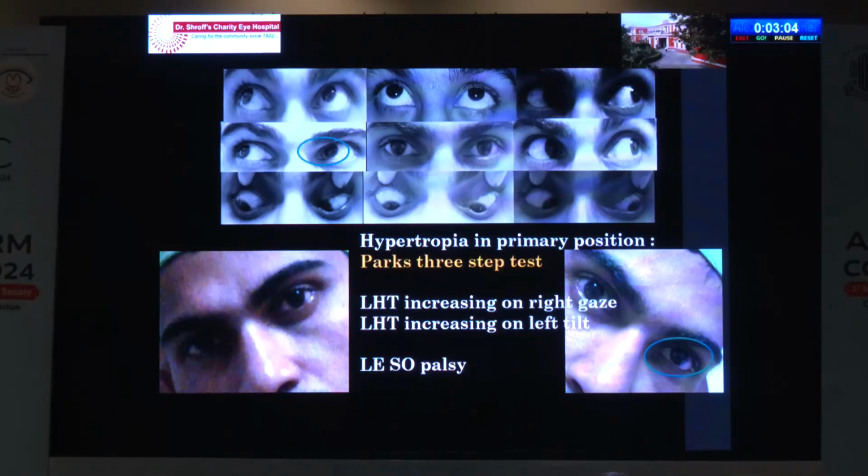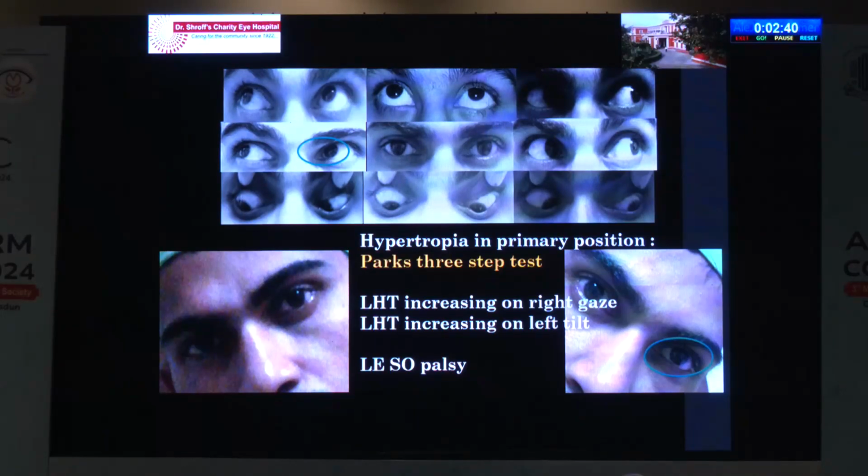If you have a right hypertropia increasing on levoversion and tilt to the same side, then we know it's a right superior oblique palsy. If you have a right hypertropia increasing on right gaze and increasing on right tilt, then you have a left IO. So you just need to know these few things fast in your clinic to understand what the pathology is.